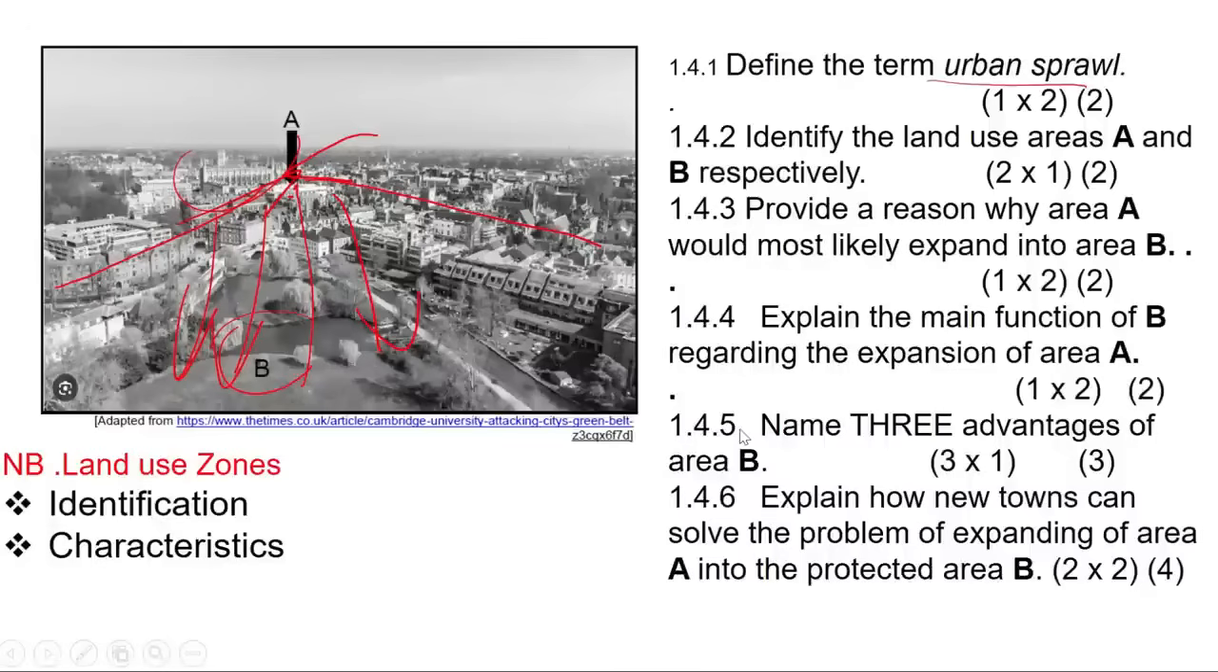Name 3 advantages of area B. So we have already spoken about the advantages of green belts. It makes the area cooler in terms of temperatures. It brings about aesthetic beauty. It absorbs carbon dioxide. It makes the area cooler, reduces urban heat island. It is also a habitat for a number of species that are living there.